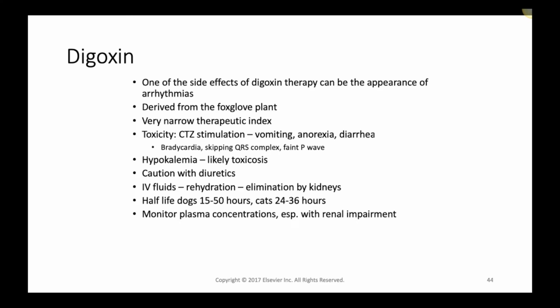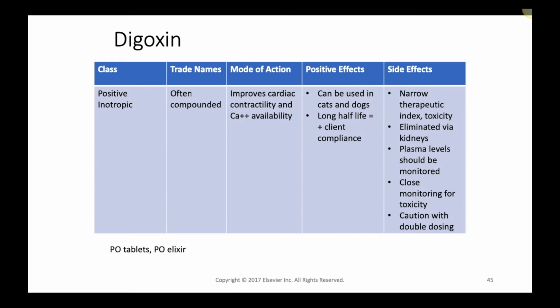It can cause hypokalemia, likely toxicosis, or if they already have hypokalemia, we have to be very cautious in using this, and cautious with use of diuretics. So IV fluids, oftentimes rehydration is what is necessary, and then elimination by the kidneys. The half-life in dogs is 15 to 50 hours, and in cats it's 24 to 36 hours. We always have to monitor the plasma concentrations, especially with renal impairment. Very important.